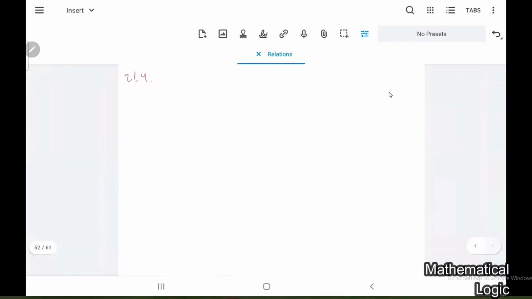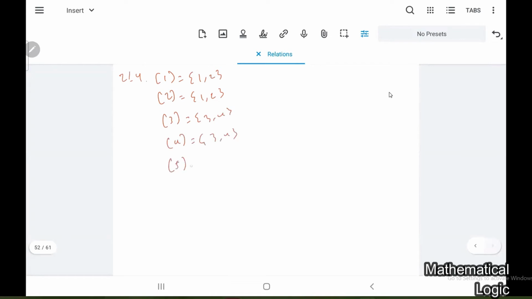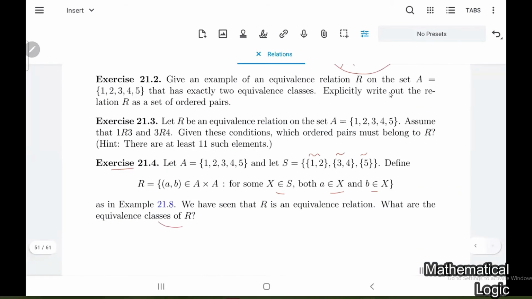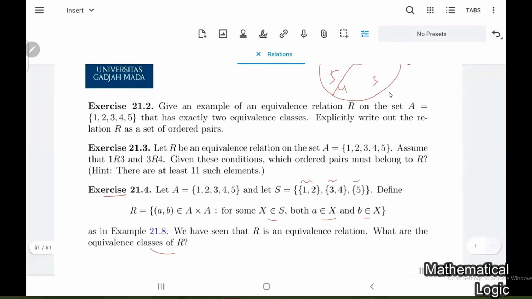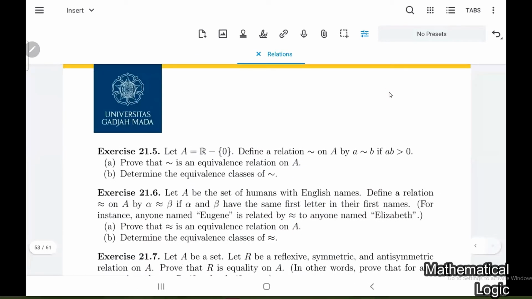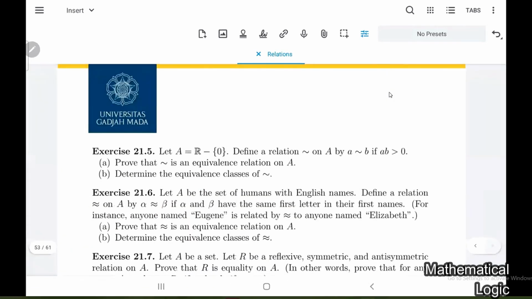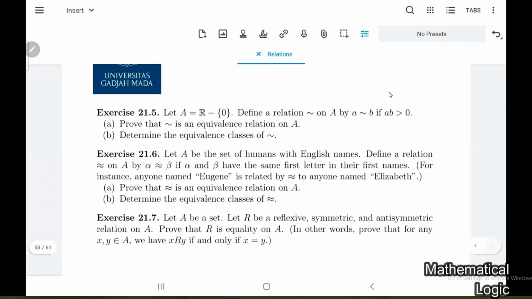Here we know that the equivalence class of 1 consists of 1 and 2, and 2 also gives 1 and 2. For 3, we have 3 and 4, and 4 is also 3 and 4. And the last one is 5, and this one is only 5. That's the example of equivalence classes. Any question? Okay, no? So hopefully we can finish some more.